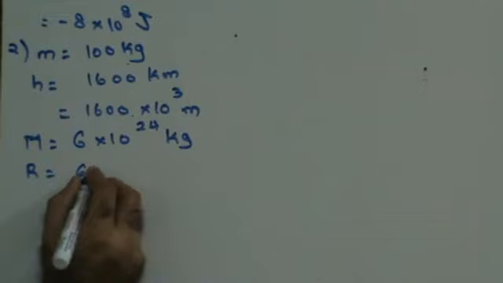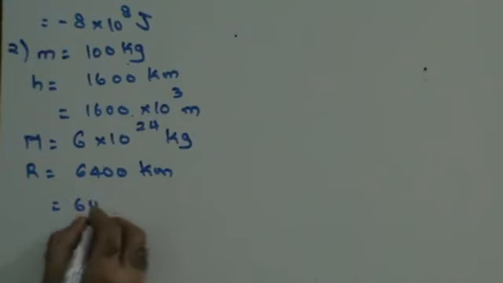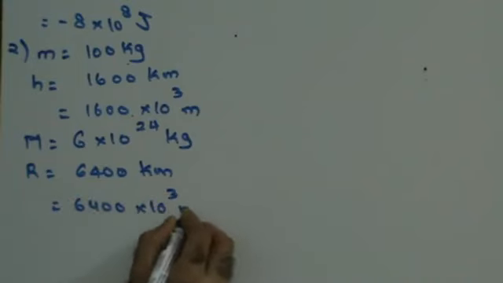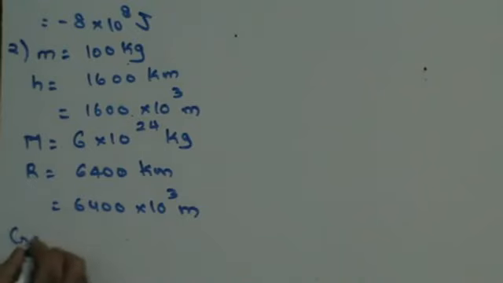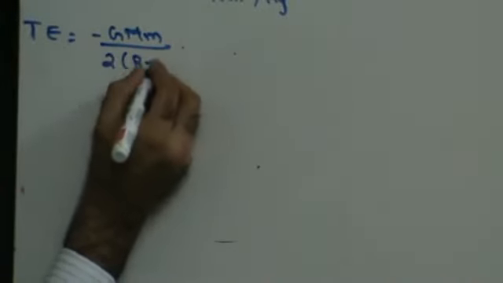radius of Earth is 6400 kilometers, and G is 6.67 into 10 raised to minus 11 Newton meter square per kg square. Now let's see this. They've asked you to find out the total energy and the binding energy. Straightforward. Total energy, we just did this, is nothing but minus GMm upon 2 into R plus H.